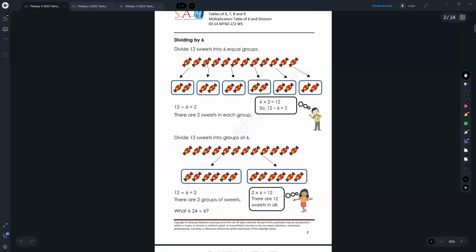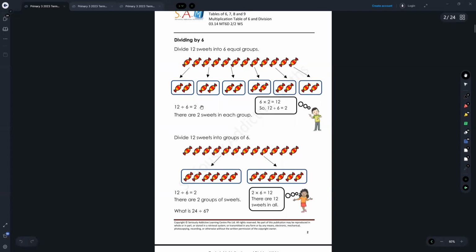For example, if there are 12 sweets and you divide them into 6 equal groups, what it means is that you put these 12 sweets equally into 6 boxes or 6 groups. That's 12 divided by 6. Visually, you'll be able to see that if you take 12 and divide it into 6 groups, each group will have 2.